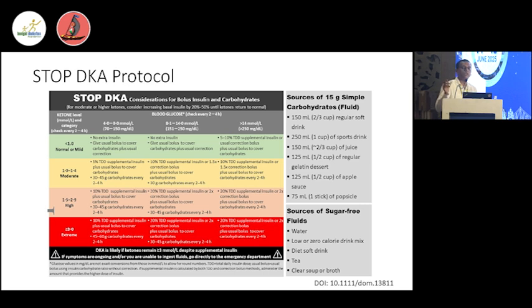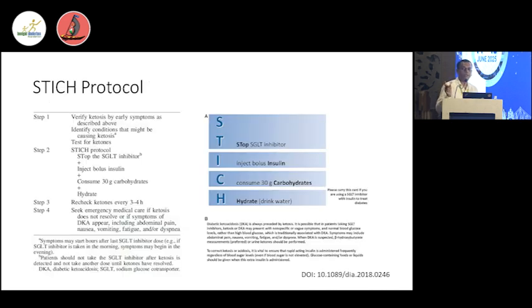However, in this group of patients, as the glucose is on the lower side, we need to use a dextrose containing fluid, either 10D or 5D, and sometimes we need to reduce the FRI rate, and we need to continue the FRI till the ketosis is corrected.